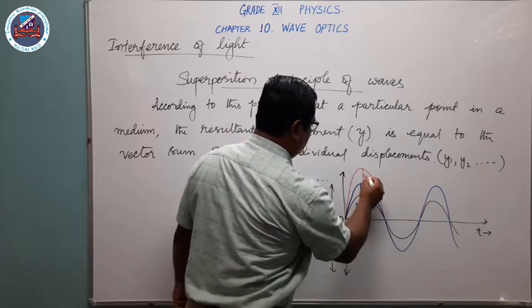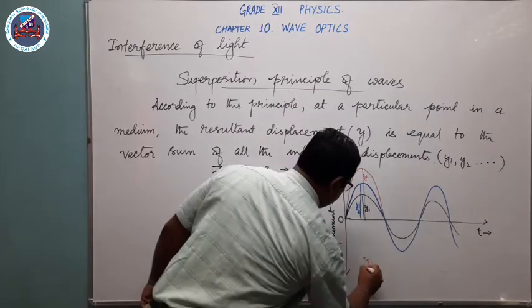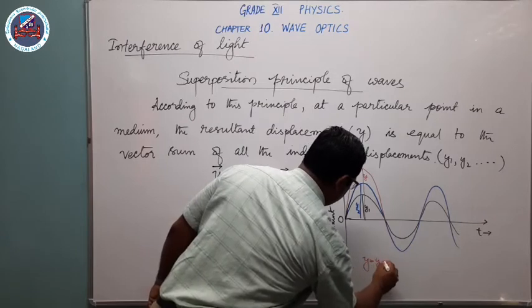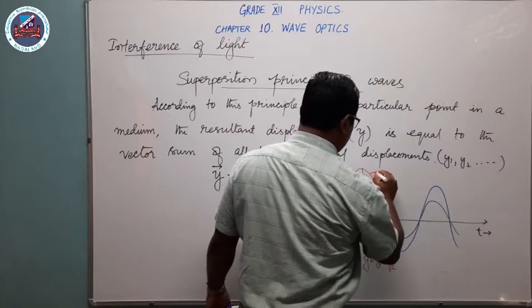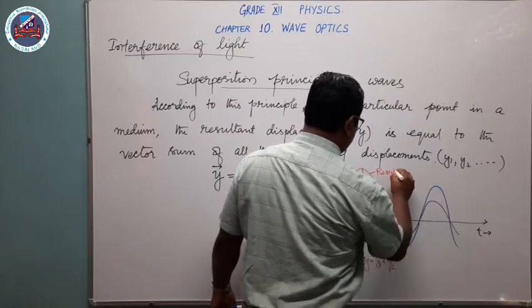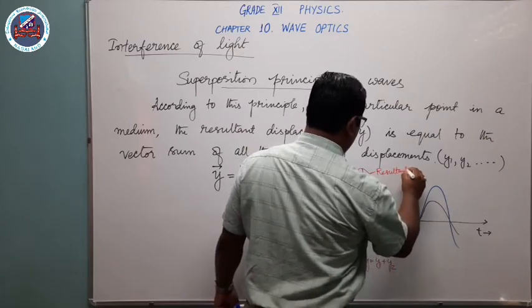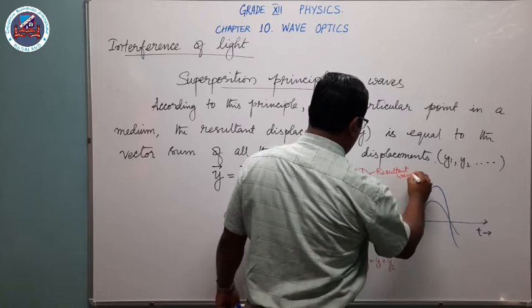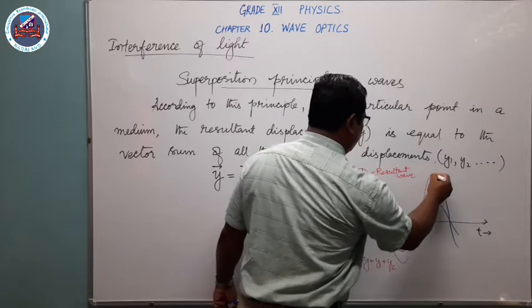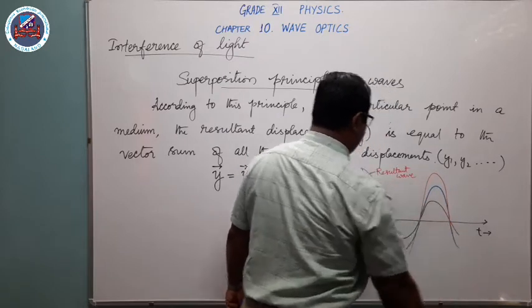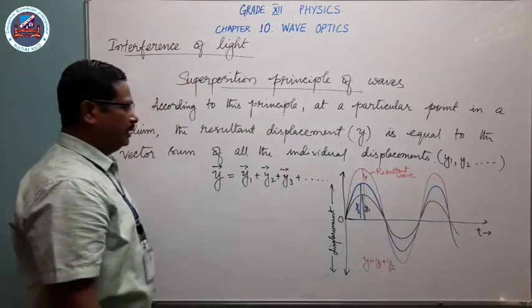This will be your y. Your y is equal to y1 plus y2. This is your resultant wave. Its amplitude will be more than y1 and y2. It will look like this.